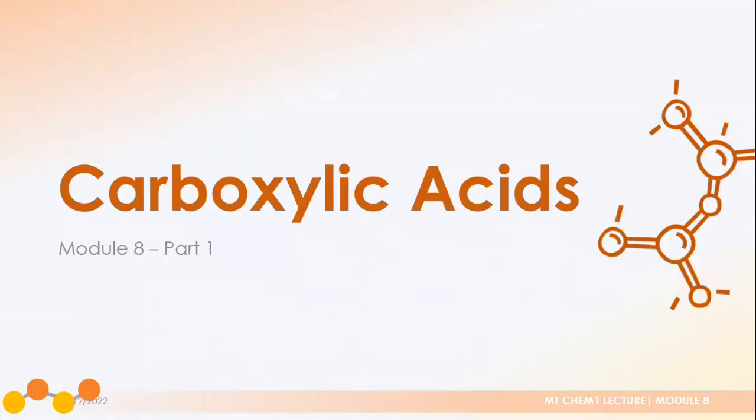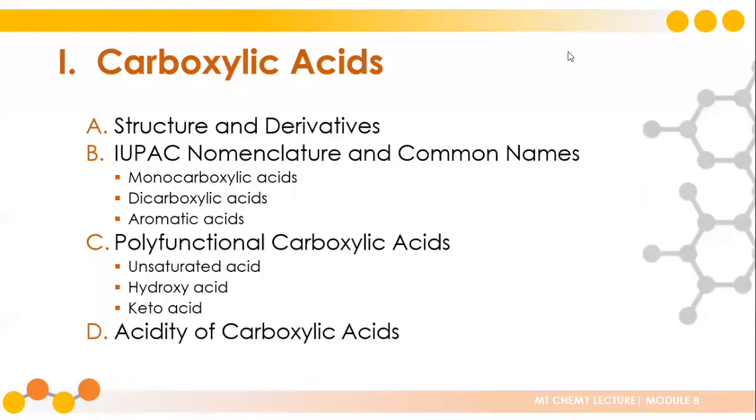Let's start with the first part of our Module 8, which is carboxylic acid. Let's take a look at the outline again. For carboxylic acids, we will be discussing first the structure and derivatives, the naming and nomenclature of carboxylic acids, specifically the IUPAC and common names. We'll also be discussing the polyfunctional carboxylic acids, which are divided into 3 subtopics, and of course, the acidity of carboxylic acids.